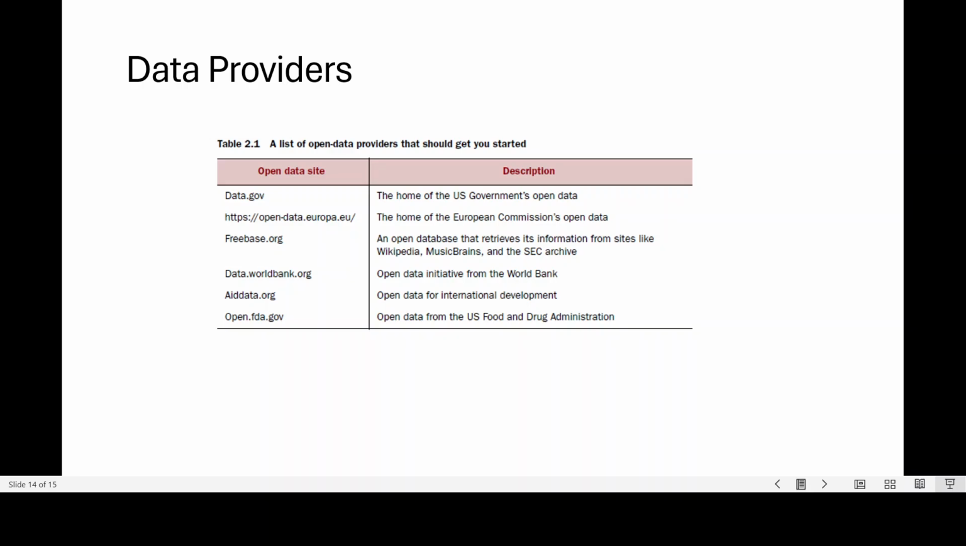Next, we are going to discuss various data providers. Data providers are the sources from which organizations obtain data. They may include internal databases, government databases, open data repositories, social media platforms, sensors and IoT devices, cloud services, and third party vendors. So many open data sites are there.